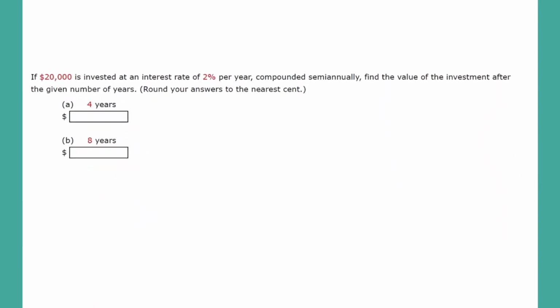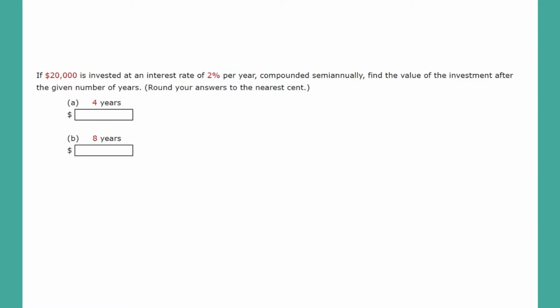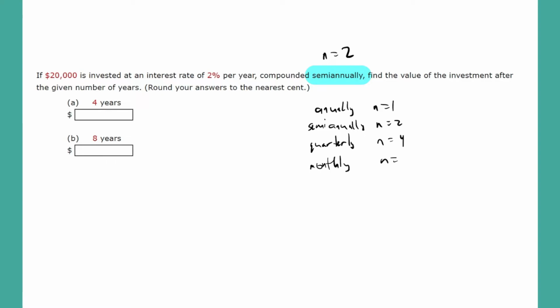All right, this next problem is a word problem. If $20,000 is invested at an interest rate of 2% compounded semi-annually, that's the key word. Semi-annually means that n is equal to 2 because that means twice a year. So in general, annually means n equals 1. Semi-annually means n equals 2. Quarterly means n equals 4. What's another one? Monthly, n equals 12. And they might say daily maybe, which we'll just assume is 365 days in a year.